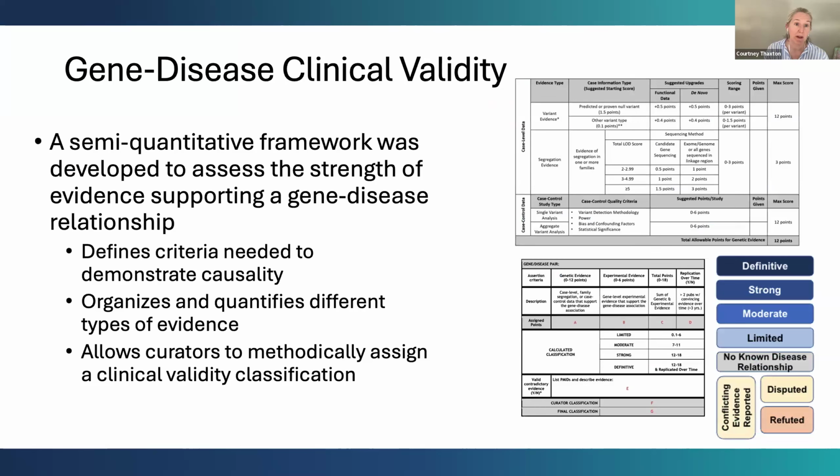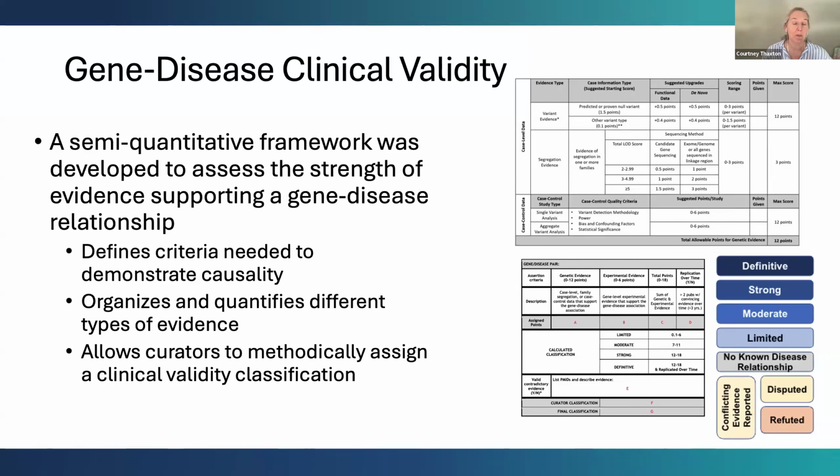So we've built a semi-quantitative framework that assesses the strength of evidence supporting a gene and disease relationship. This looks at things like genetic evidence, including individual case reports, case controls, as well as segregation. And we also have experimental evidence that we bring into play, which can look at biochemical function. It can look at whether or not there are model organisms to support this, and if there are any types of rescue experiments. And so it really helps to define the critical need to demonstrate causality.